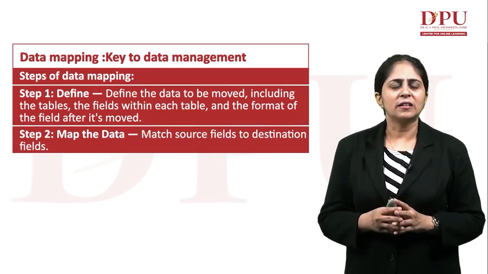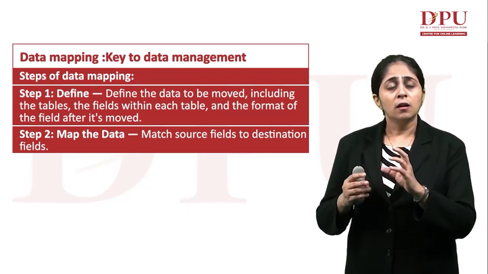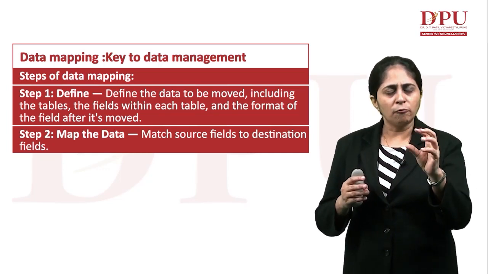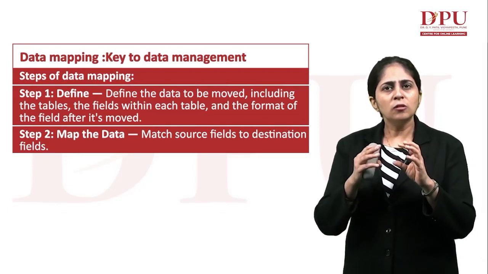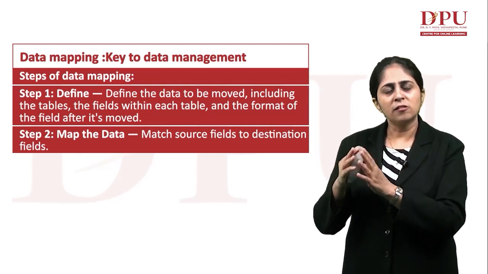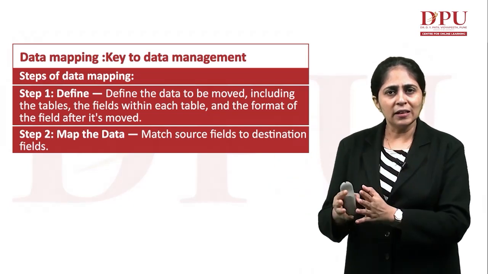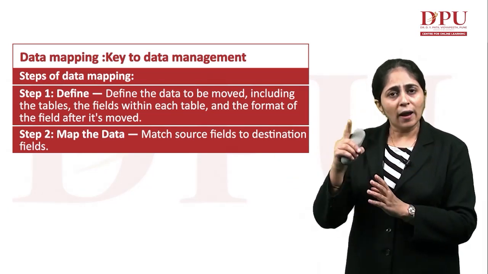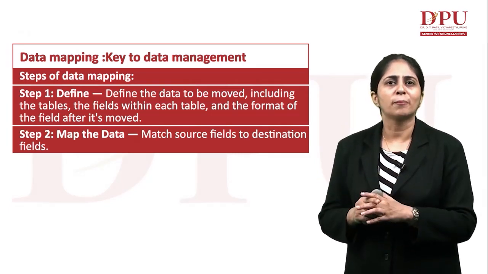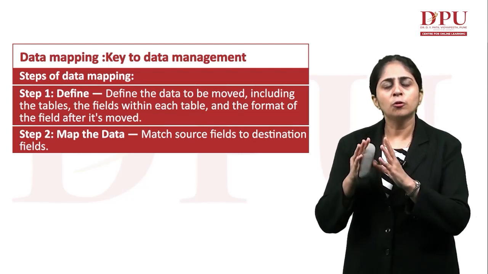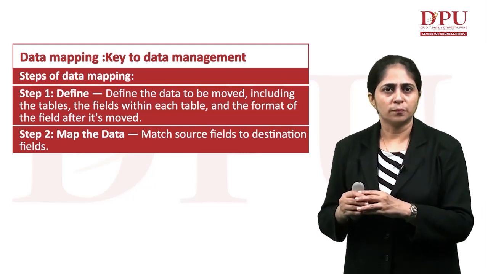Second, map the data. Map means matching the source field to the destination field. Like from one table, we are retrieving our data, we are retrieving our product ID. Now this product ID has to be mapped, it has to be taken to some destination field, that is in some other data source, into some other table. At that place also it has to be matched, that means it should be stored in the same format. So we have to match the source field to the destination field where we are taking the data to.